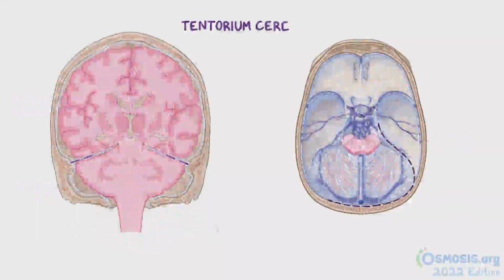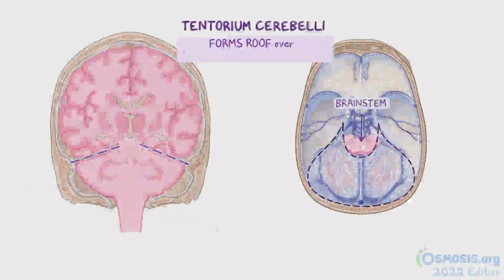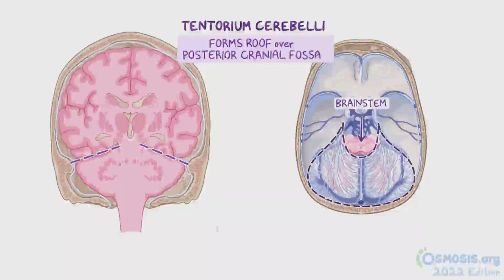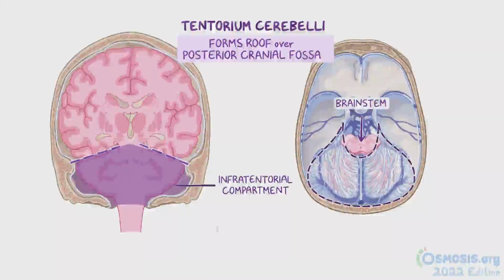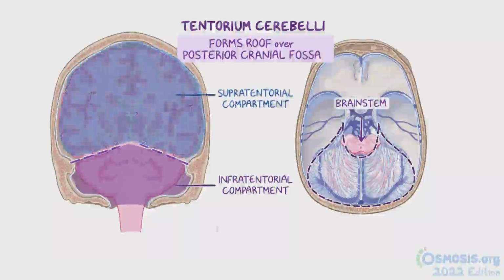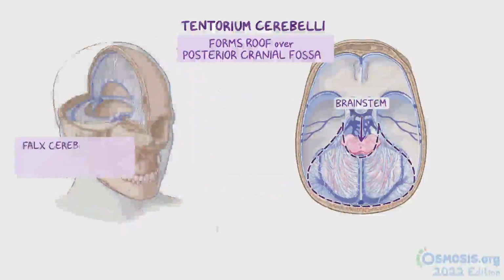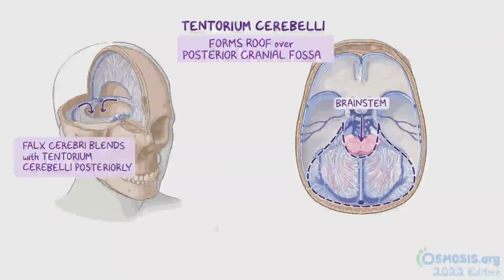The tentorium cerebelli spans a transverse plane over the cerebellum, which forms a roof over the posterior cranial fossa. This effectively separates the cerebellum from the cerebrum and divides the cranial vault into an infratentorial compartment below the tentorium cerebelli and a supratentorial compartment above. As you can see, the falx cerebri blends with the tentorium cerebelli posteriorly, helping to maintain its position.